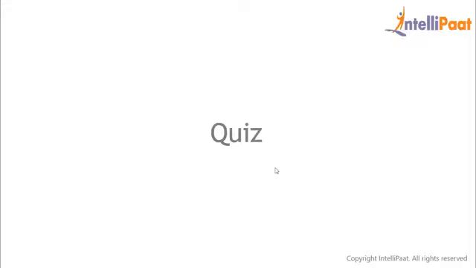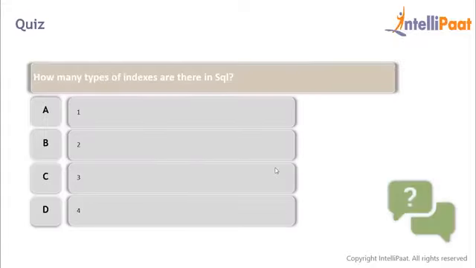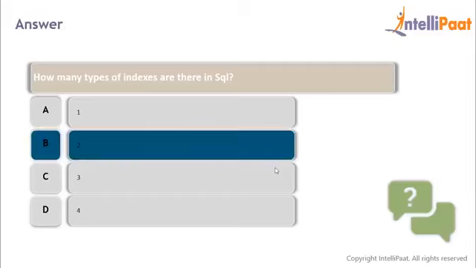Now we'll head on to the pop quiz. So we have this question over here. How many types of indexes are there in SQL? So guys, what do you think? Well, the answer is 2. We have clustered index and the non-clustered index.